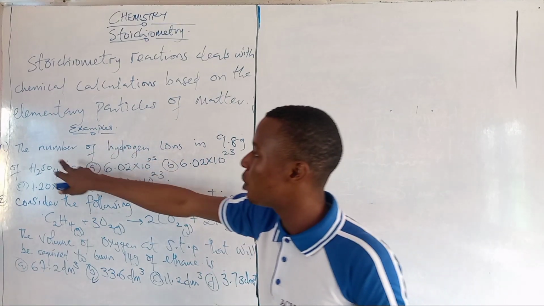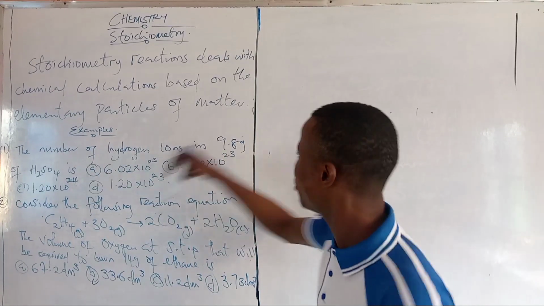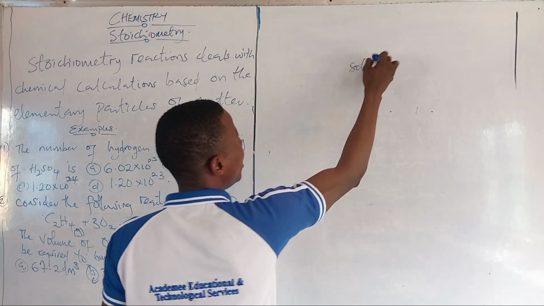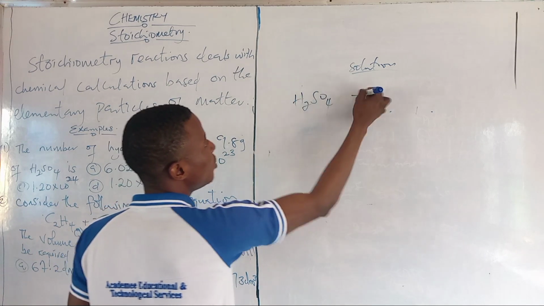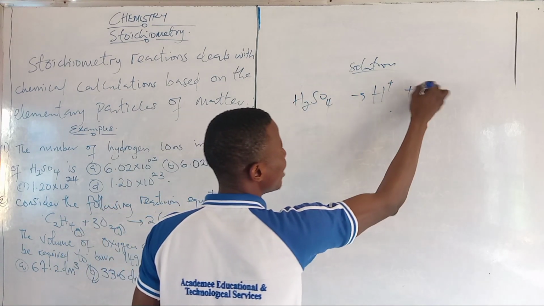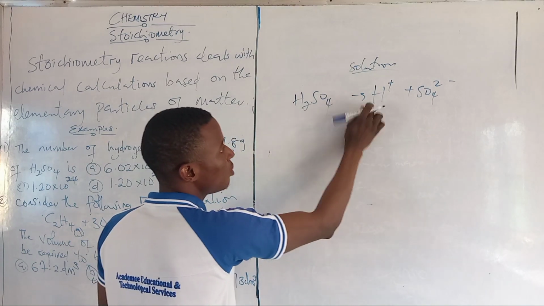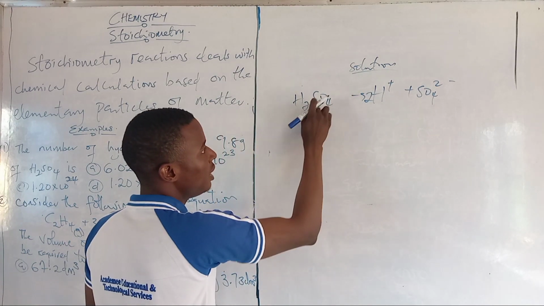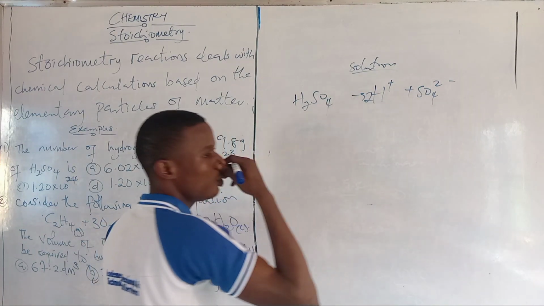Take for example. Example 1. The number of hydrogen ions in 9.8 grams of H2SO4. Let's look at the solution here. H2SO4, the ionization equation gives us H+ and SO4 2-. Let's balance the equation. 2 atoms of hydrogen here, we have just one, so make it 2 here. Then 1 atom of sulfur, 1 atom. Oxygen is 4, which means this equation is balanced.